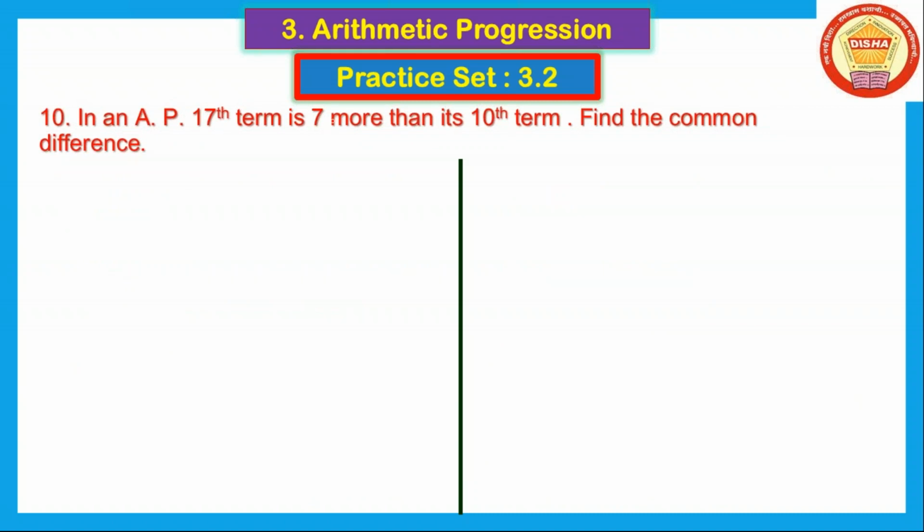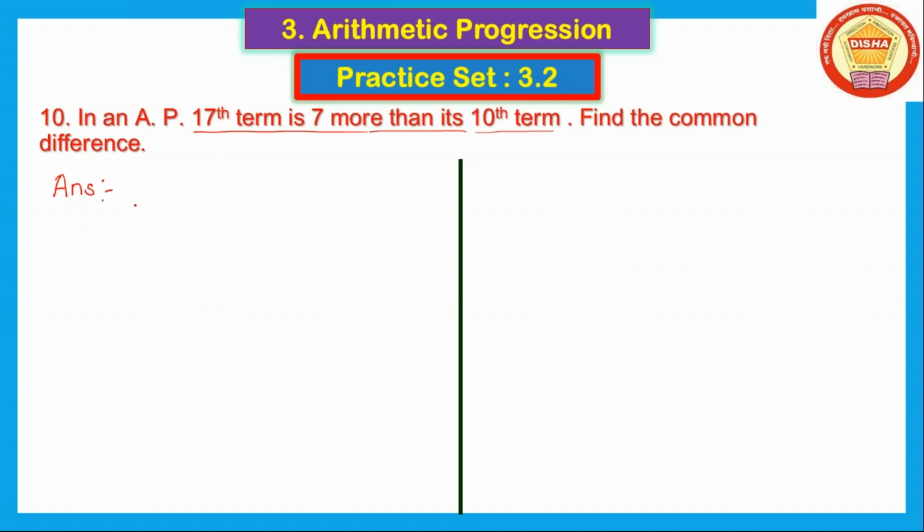Then we are taking last example from the practice set 3.2. In an AP, 17th term is 7 more than its 10th term. Only one sentence is given. 17th term is 7 more than its 10th term. Find the common difference. What is given here?